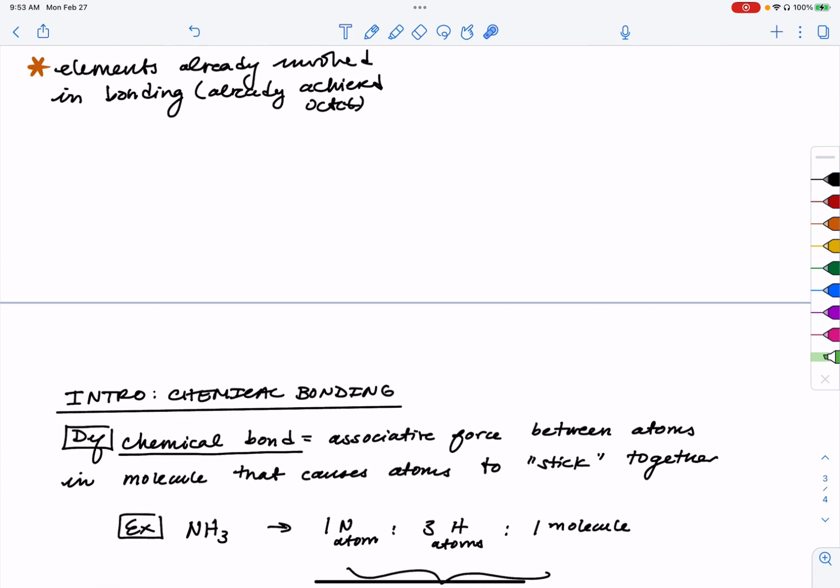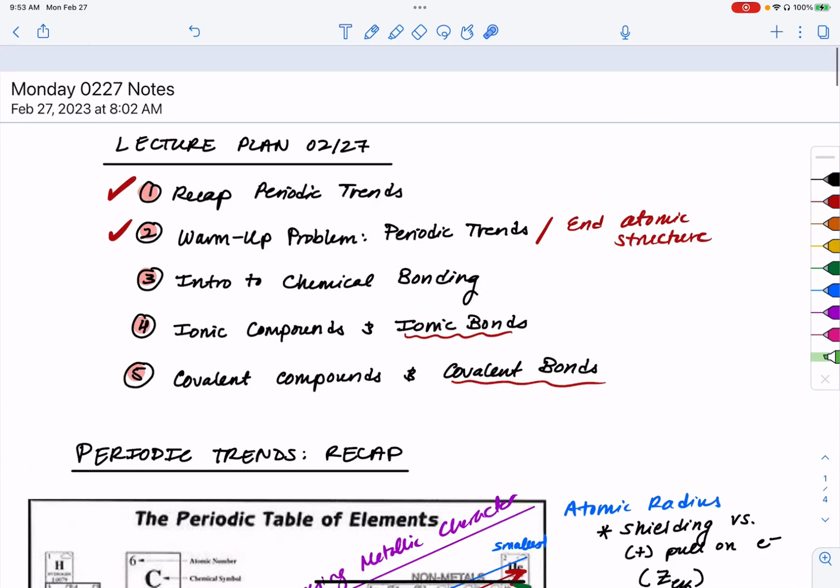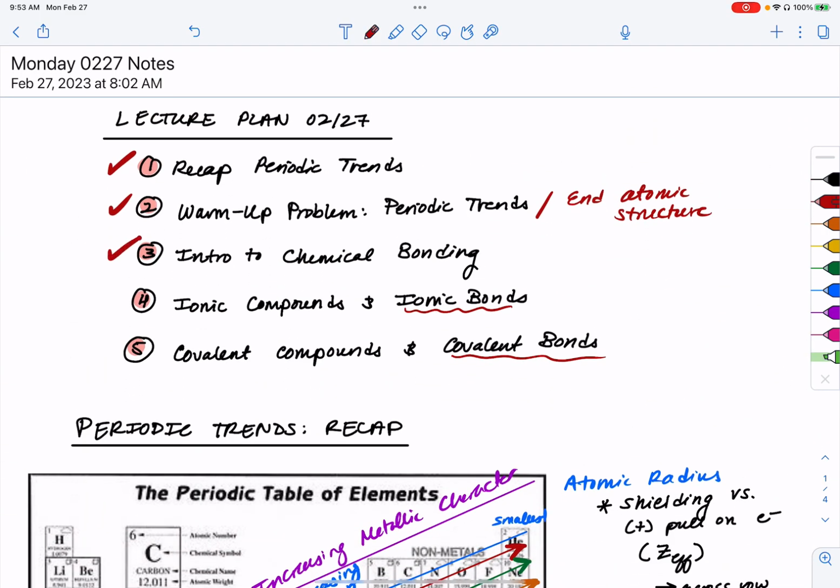So we are going to talk about these two different bonds in our next video, which is the idea of an ionic bond and a covalent bond.